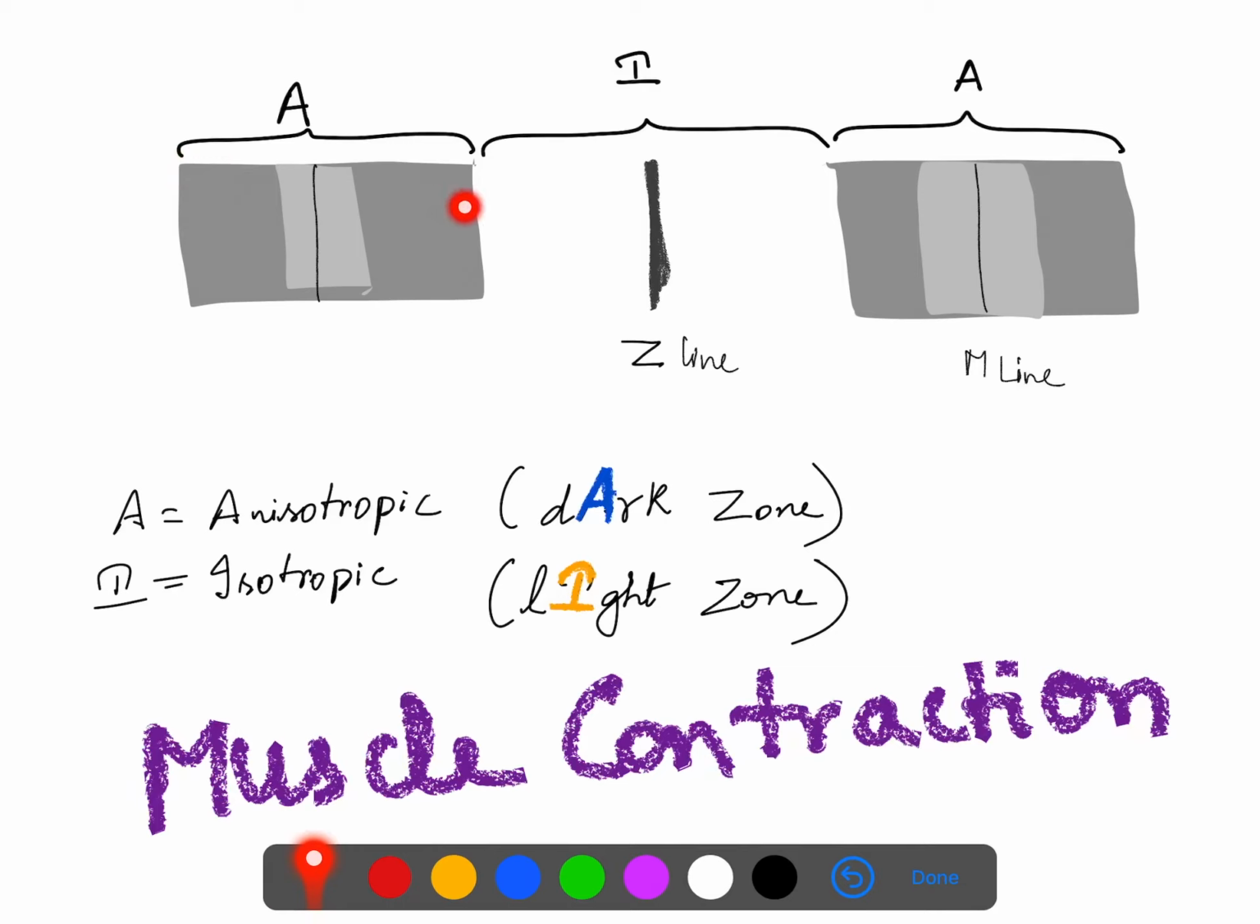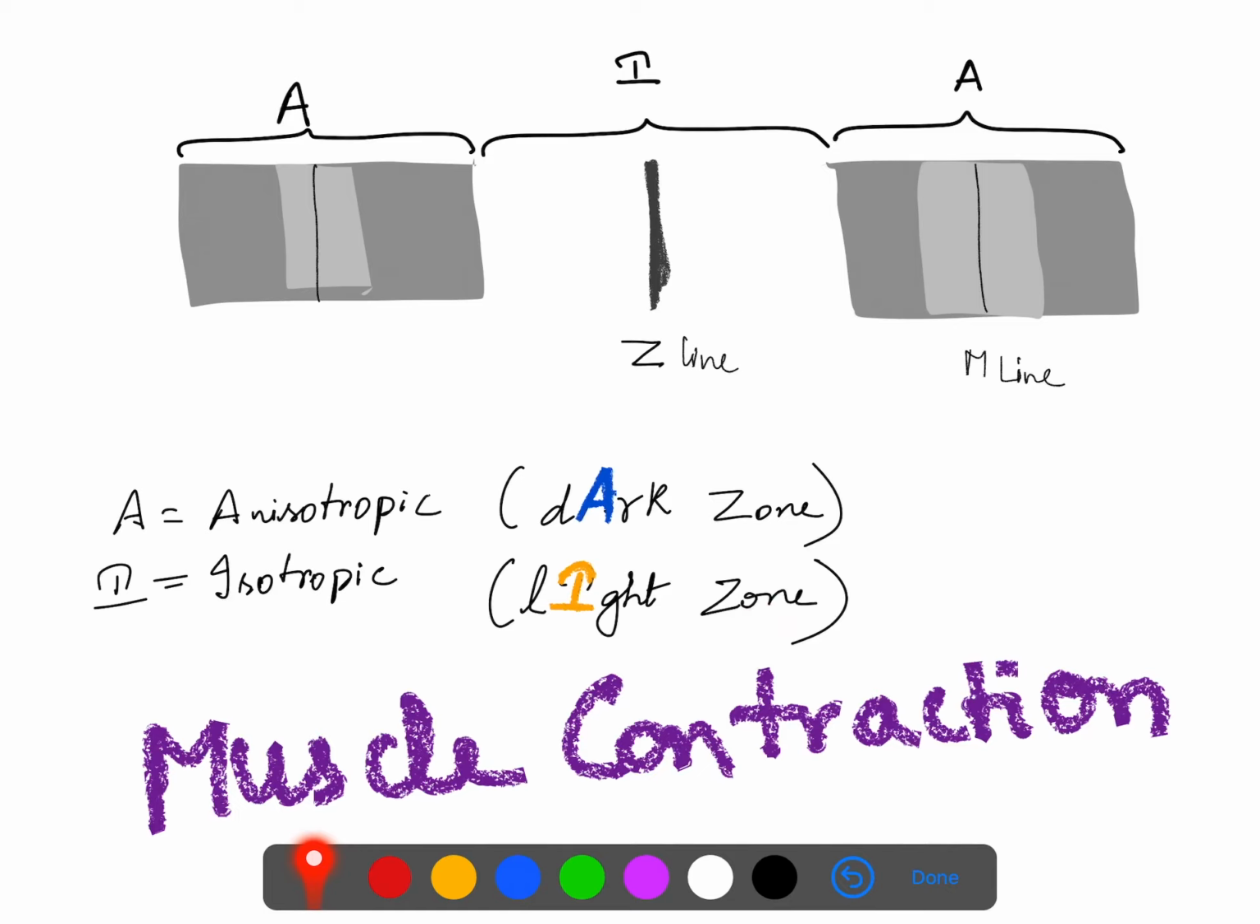Okay, so as we can see here, this dark band is the A band, these two bands are A bands, and in between them, sandwiched, is the I band. It is easy to remember: A band is anisotropic, it will not allow light to pass, that means it will appear dark. So dark is A band, and isotropic will allow the light to pass, so light is isotropic. Light zone is I band.